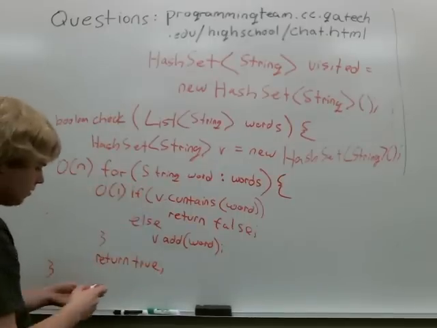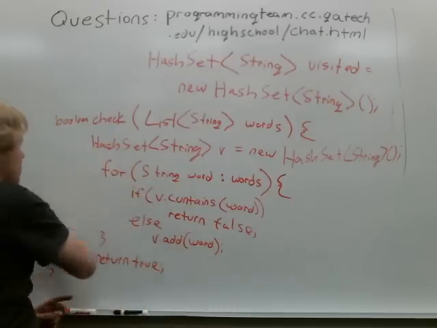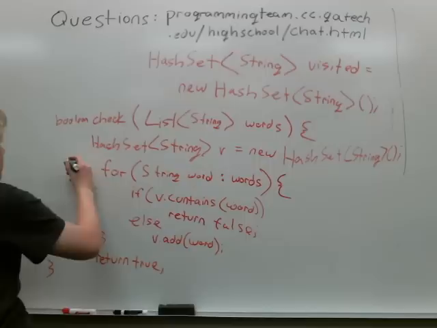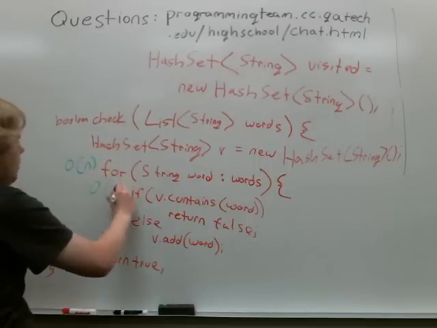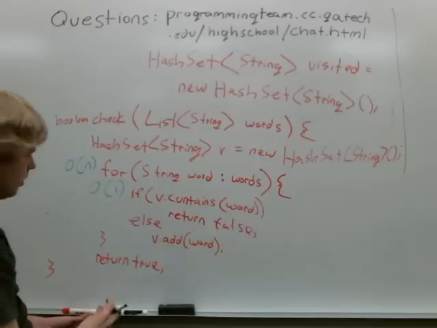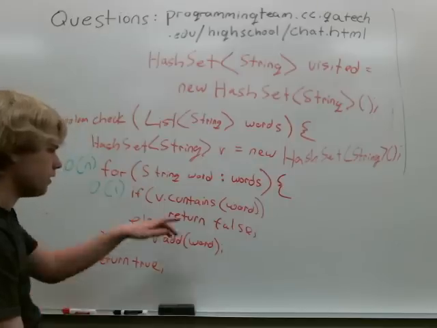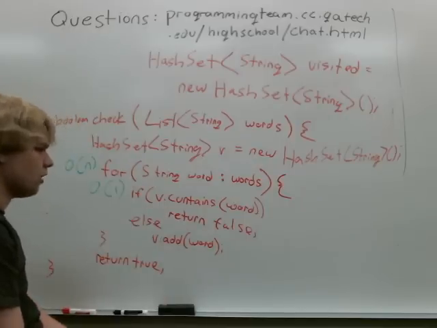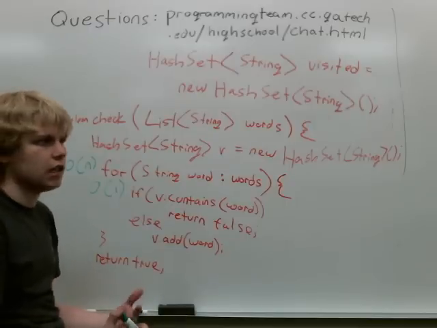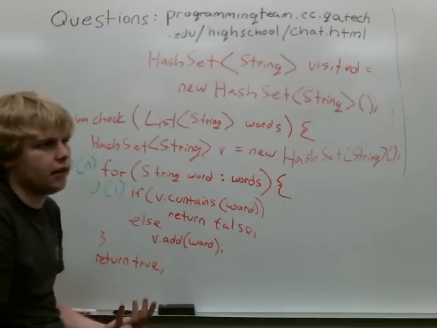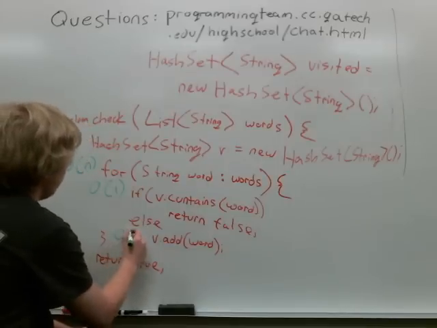So let me write in a different color so you can see this better. So this step right here, like I said, is O of N. This step right here is O of 1. Here, when we want to add a word, it's very similar to the contains method, where we just hash, compress, and go to that index, and just add on to the end of whatever linked list is there if there happens to be a collision. So this is also going to be O of 1.